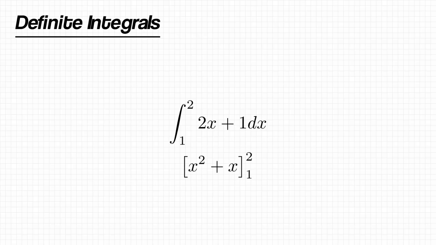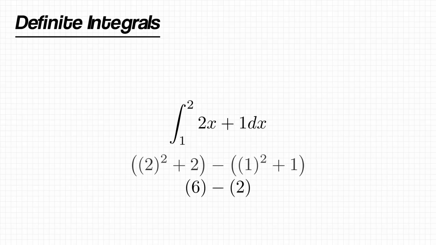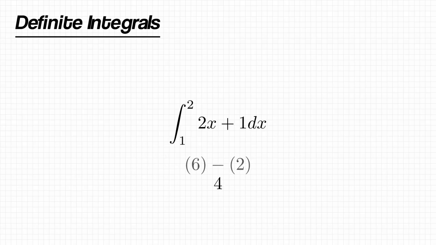Let's do a simple example and integrate 2x plus 1 from 1 to 2. First, integrating 2x plus 1 gives x squared plus x. Now we substitute in the limits 2 and 1 and subtract the output of 1 from the output of 2. You might have noticed I didn't include an integrating constant for these definite integrals, and that's because it would make no difference if we did.